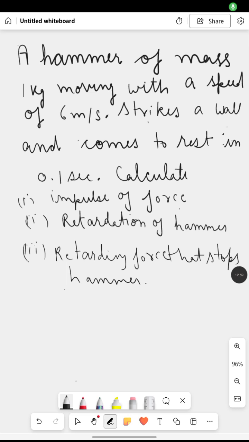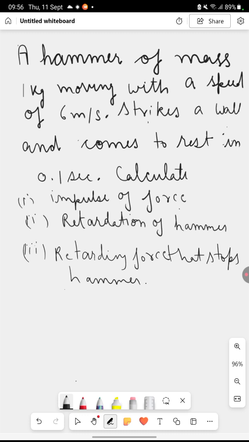We can discuss one example here, one numerical. The numerical is like this. The question is: a hammer of mass 1 kg moving with a speed of 6 meter per second strikes a wall and comes to rest in 0.1 second. Calculate the impulse of force, the retardation of the hammer, and the retarding force that stops the hammer. This is the question.